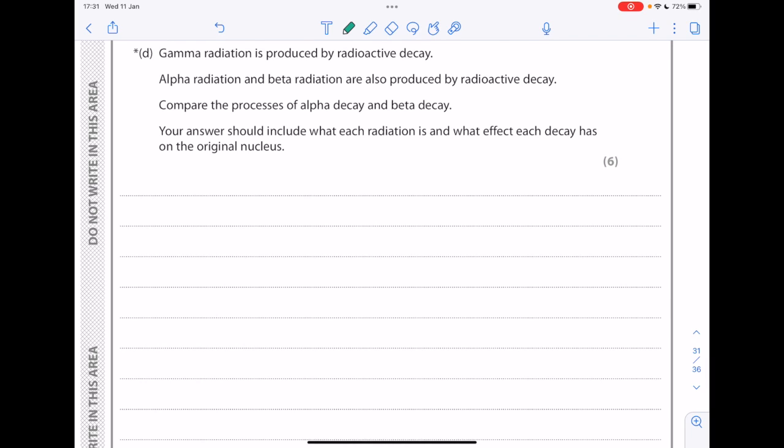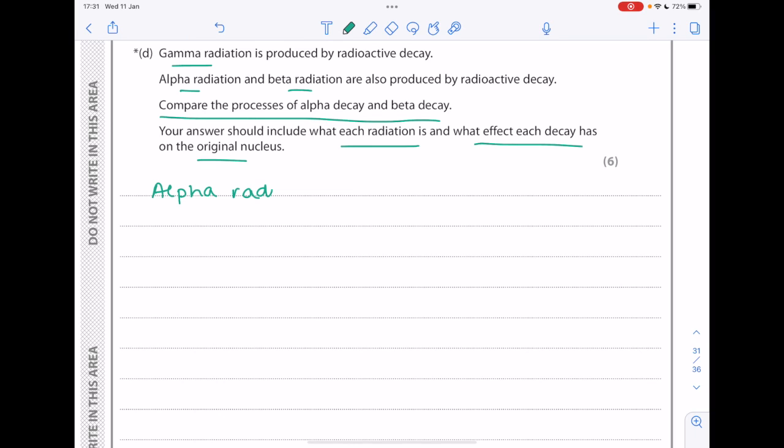Gamma radiation is produced by radioactive decay. Alpha radiation and beta radiation are also produced by radioactive decay. Compare the processes of alpha and beta decay. Your answer should include what each radiation is and what effect each decay has on the original nucleus. So let's start by saying what alpha radiation is. Remember, it's a helium nucleus made up of 2 protons and 2 neutrons.